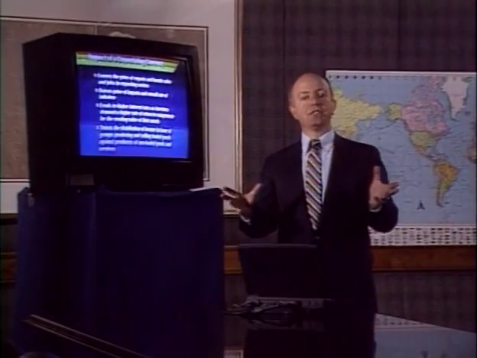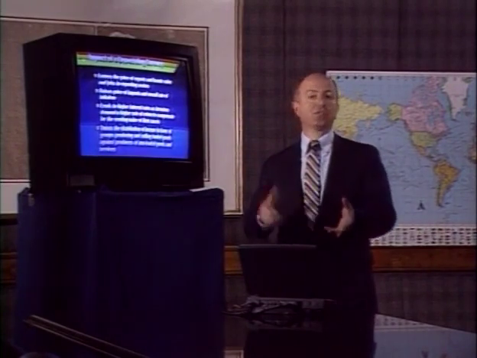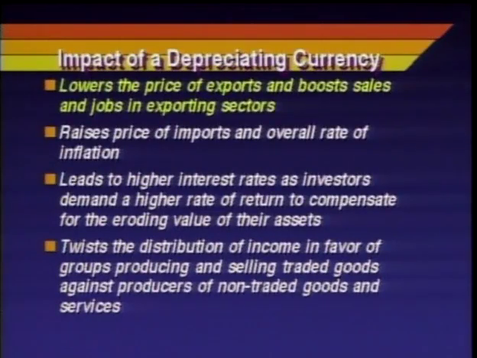Let's see if we can summarize some of the impacts on the economy as a whole when a currency either depreciates or appreciates. First of all, let's look at a depreciating currency. We can identify at least 4 different impacts. To begin with, it lowers the price of exports. How does it do that? Well, as a currency declines in value, let's say as the dollar falls relative to the Deutschmark, then U.S. goods become cheaper in the world market relative to German goods. And so the demand for U.S. goods increases. The demand for exports out of the U.S. increases. And this has the effect of boosting sales in the exporting sectors and boosting jobs in those sectors.